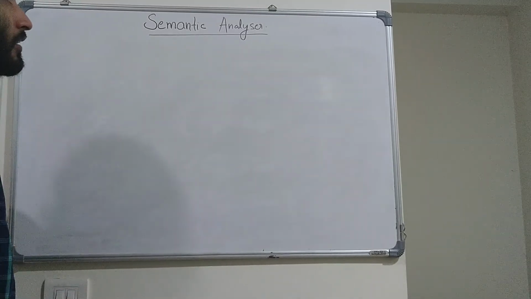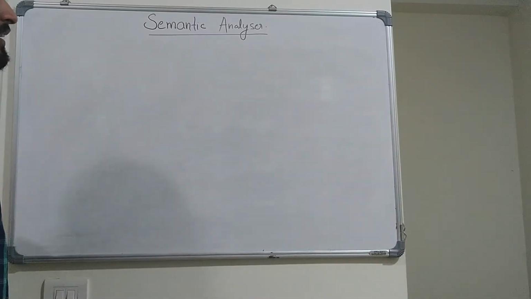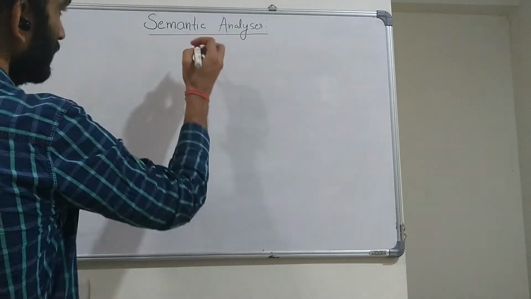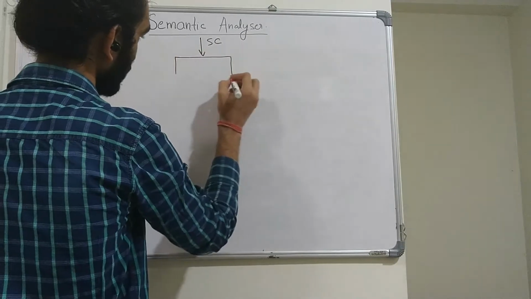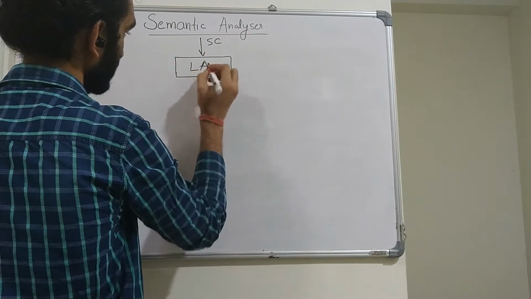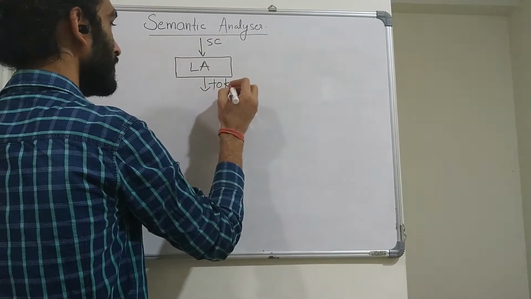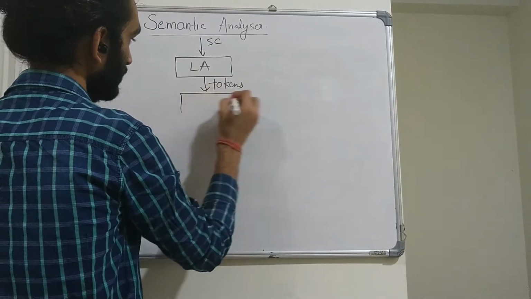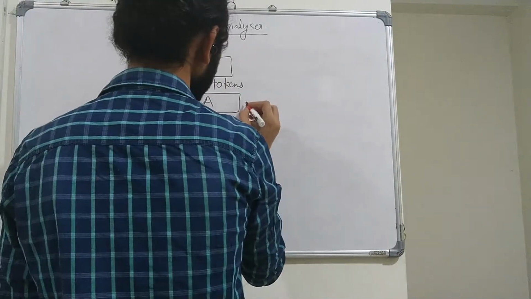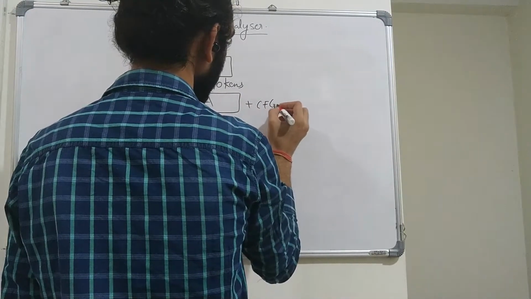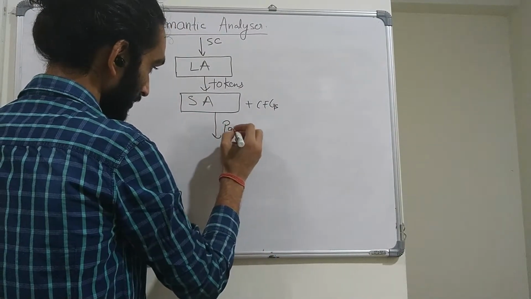So let's start another phase of the compilation process, which is our semantic analysis. Now we have seen from the starting of the compilation process, the compiler takes the source code and passes it to the lexical analyzer, which in return gives us the tokens, which are passed to the syntax analyzer. The syntax analyzer uses CFGs, right? And it returns us the parse tree.